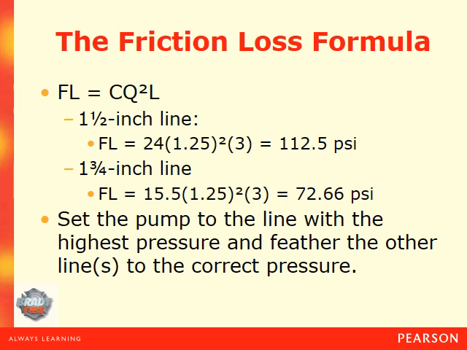Looking at the 1 3/4 line, it's going to be a larger line, so it's a smaller coefficient, which is 15.5. Our gallons per minute is going to be 1.25 squared, and our length of hose is also going to be 3. So your friction loss, after we multiply everything out for that line, is going to be 72.66 psi. So again, set the pump to the line with the highest pressure and feather the other one back to the correct pressure.